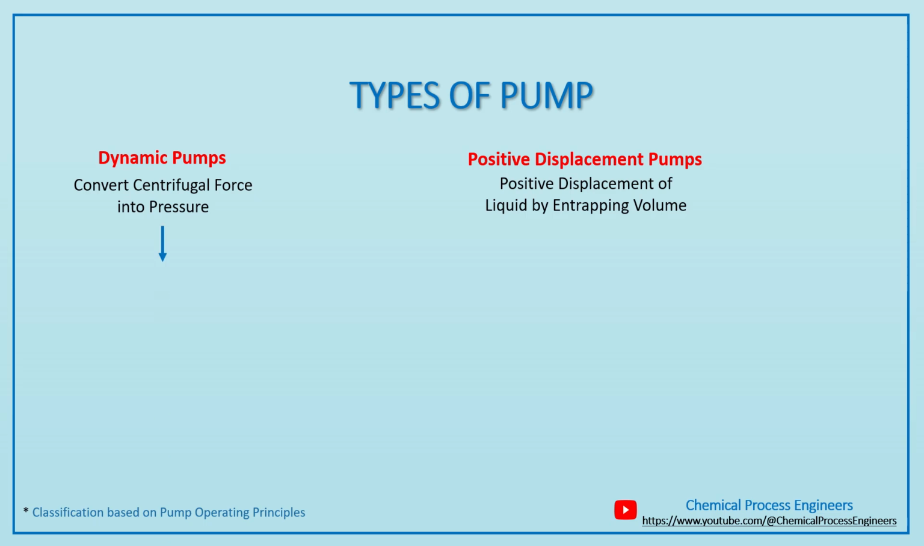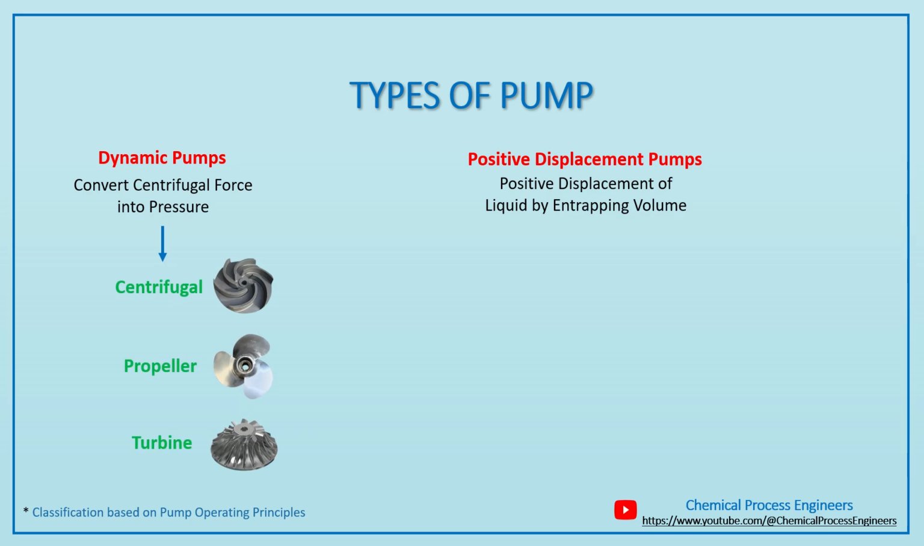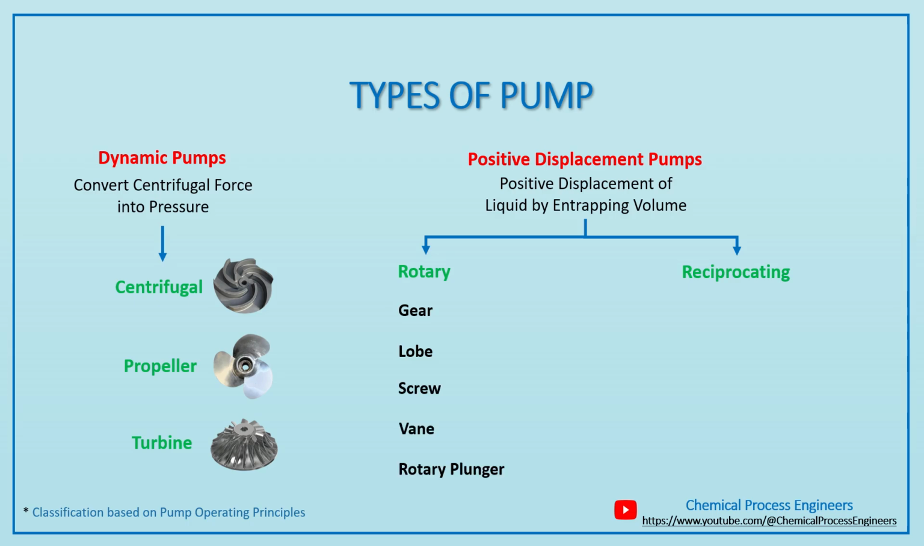There are three types of dynamic pumps: centrifugal, propeller and turbine. And there are two main types of positive displacement pump: rotary and reciprocating. In rotary types of the pump, there are five types, which are gear, lobe, screw, vane and rotary plunger. In reciprocating pumps, there are two types, which are piston and diaphragm.